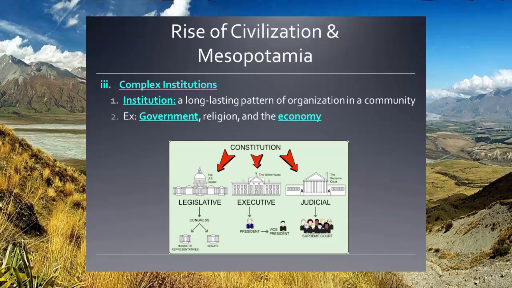Some examples of an American institution might include our government, our ability to practice religion, and the economy, or our idea of capitalism. These things have been around for a very long time and help to define to others what it means to be a member of our American civilization.